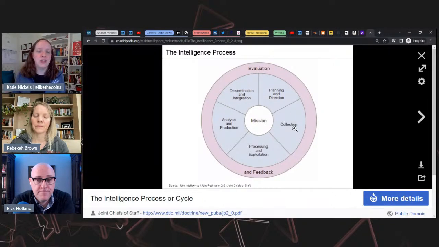And then the other phases: you collect data and information, you process it, you do some analysis, and then you eventually disseminate it to someone, for some decision to do something. So this is another foundational concept that comes from traditional intel that you'll probably see.